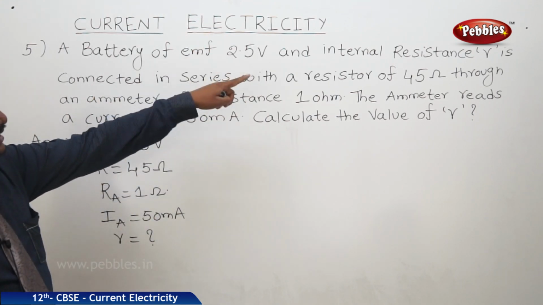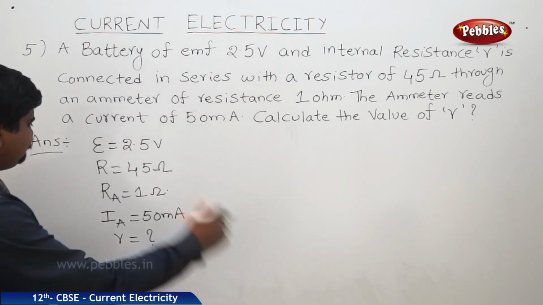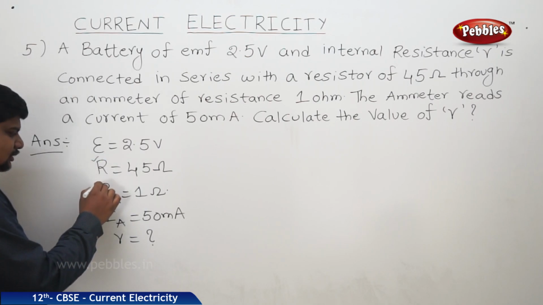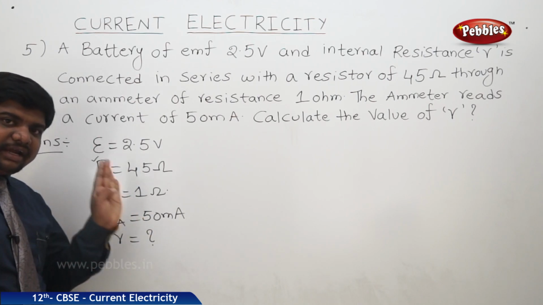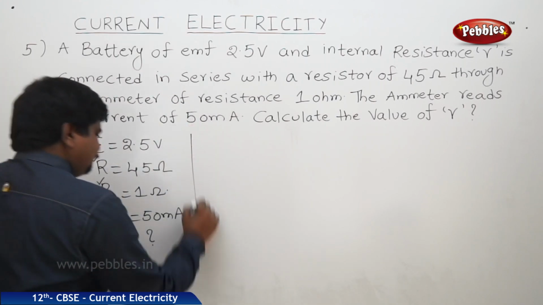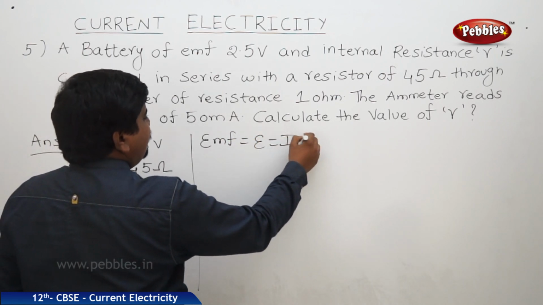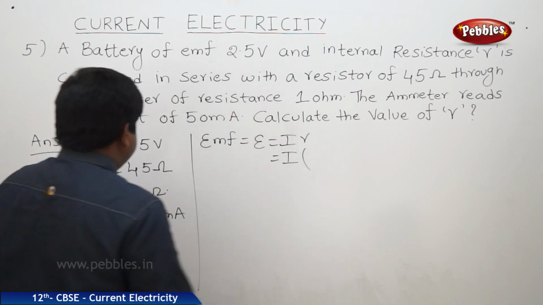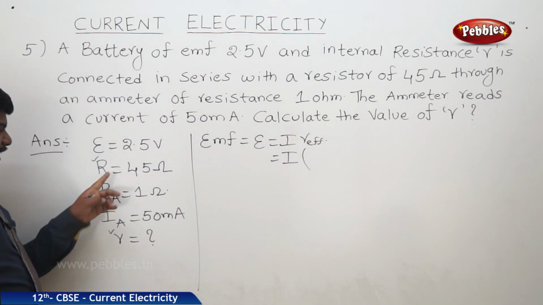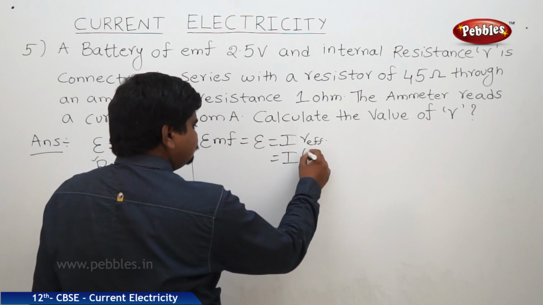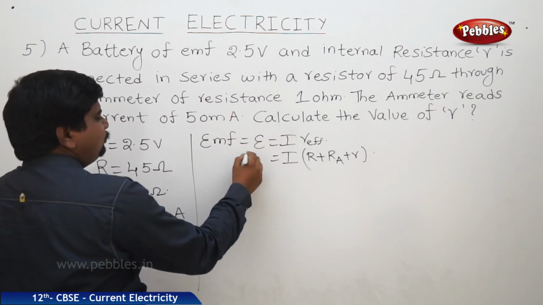In the given question, internal resistance R is connected in series with a resistor 45 ohms through an ammeter of resistance 1 ohm. This means the resistor 45 ohms, the ammeter's resistance 1 ohm, and this internal resistance R, these three are connected in series. Therefore, EMF E is equal to I R. In place of R, we are getting the effective resistance, so we can write I R effective. What is the effective resistance? R plus RA plus R.